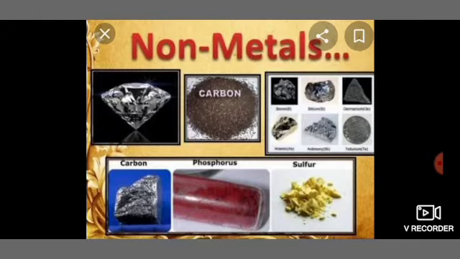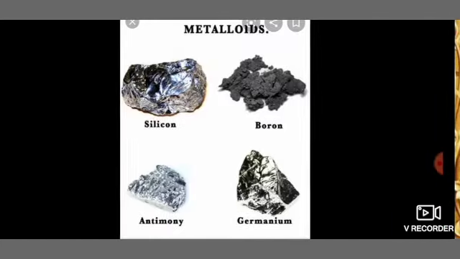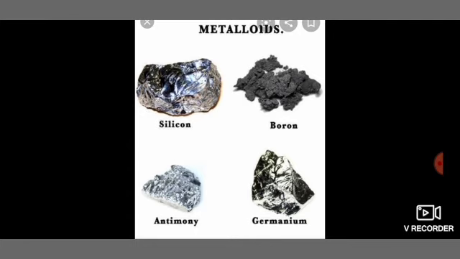So, 118 elements were mainly divided into 3: non-metals, metals and metalloids. When we are checking these 118 elements, we are able to understand that the majority of the elements are coming under the category metals and some of them are under the category non-metals and very few are coming under the category semi-metals or metalloids.